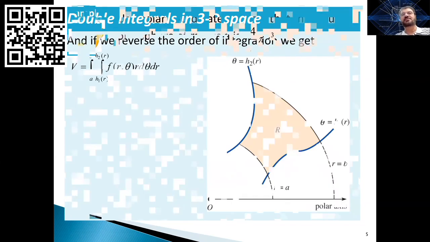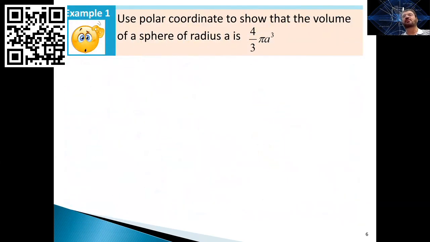All right, let's do this example, guys. Use polar coordinates to show that the volume of the sphere is 4 over 3 pi a cubed. Remember, this is something we know. The volume of the sphere is 4/3 pi a cubed. Okay, let's find it. Now, what do we know about the equation of the sphere? Of radius a, we have x squared plus y squared plus z squared equal a squared. We know that this is a sphere of radius a, isn't it?